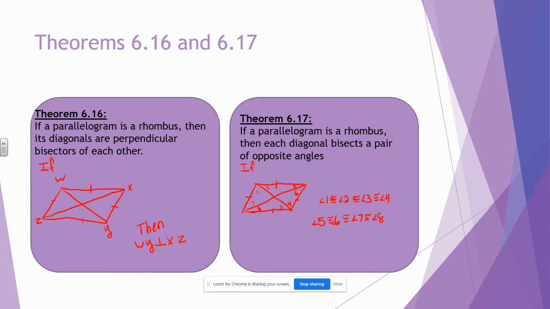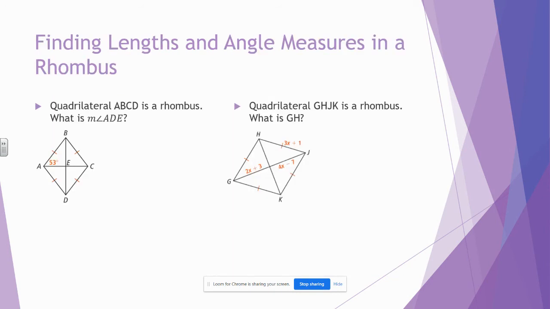Let's do some more examples of this. Let's use these theorems. We are told quadrilateral ABCD is a rhombus, and we want to find the measure of ADE. So we want to find this measure right here, our mystery angle.